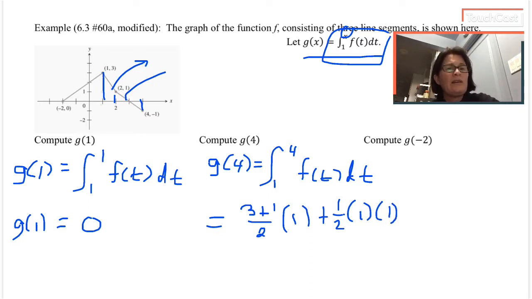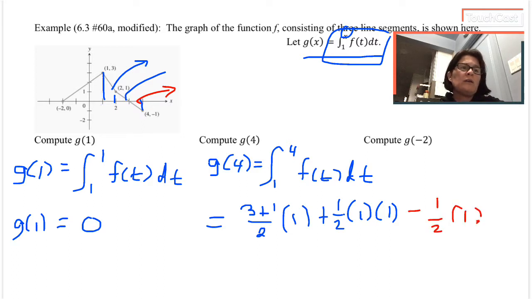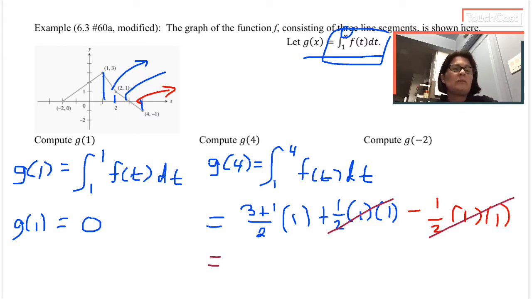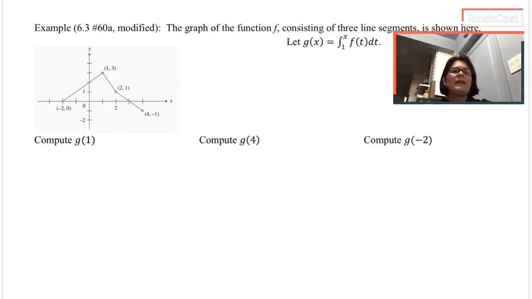And then down here, I've got this little triangle that hangs below the input axis. So I'm going to subtract that area, which happens to also have an area of 1/2, 1 times 1. So when I go to simplify this, I can see that this area and this area are opposites. They're going to cancel. So my final answer is 4 over 2 times 1, to make 2. So g of 4 equals 2.